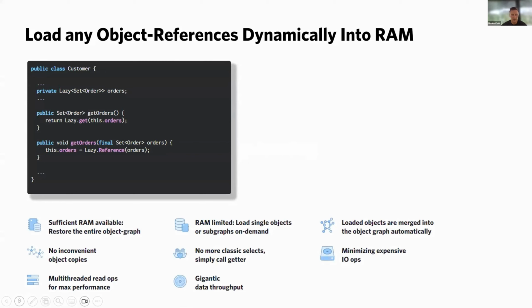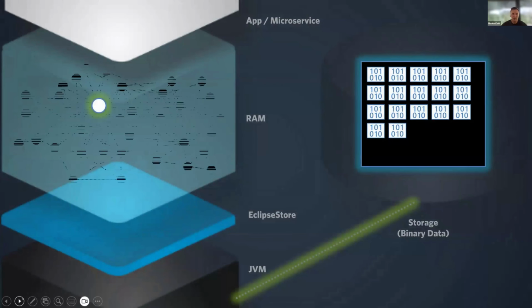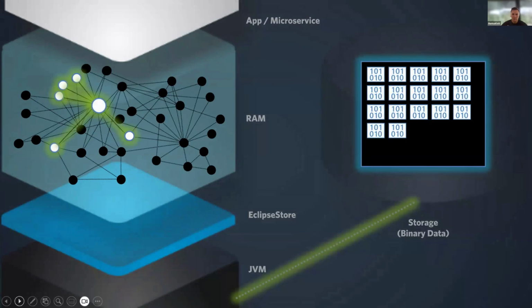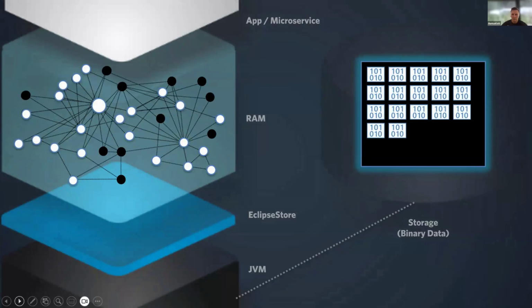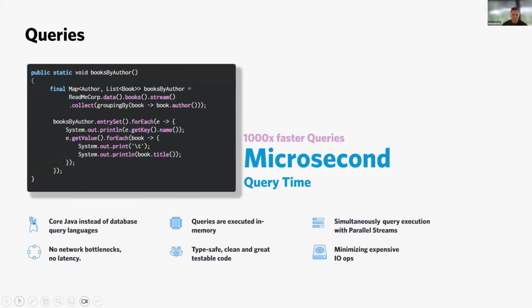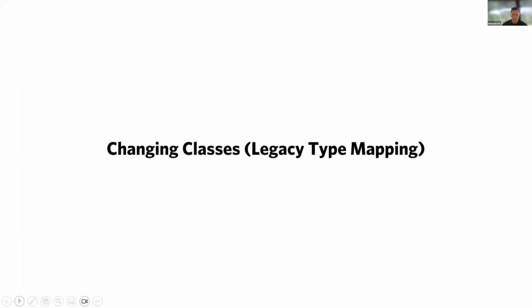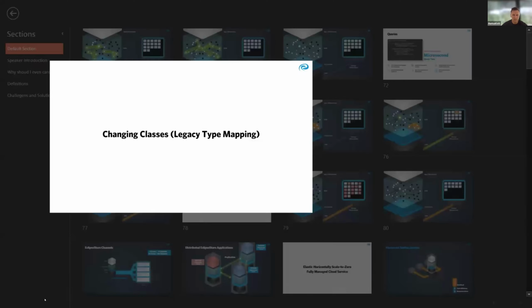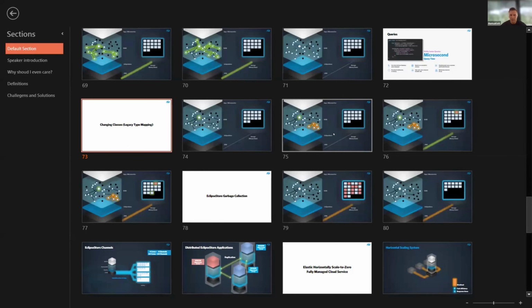When you want to use lazy loading, you just need a wrapper class. That's it. No interfaces to implement. So this is very straightforward, very easy to use. Searching and querying objects by using Streams API and then legacy type mapping. But this is a topic Christian will probably cover a little bit later. Garbage collection.